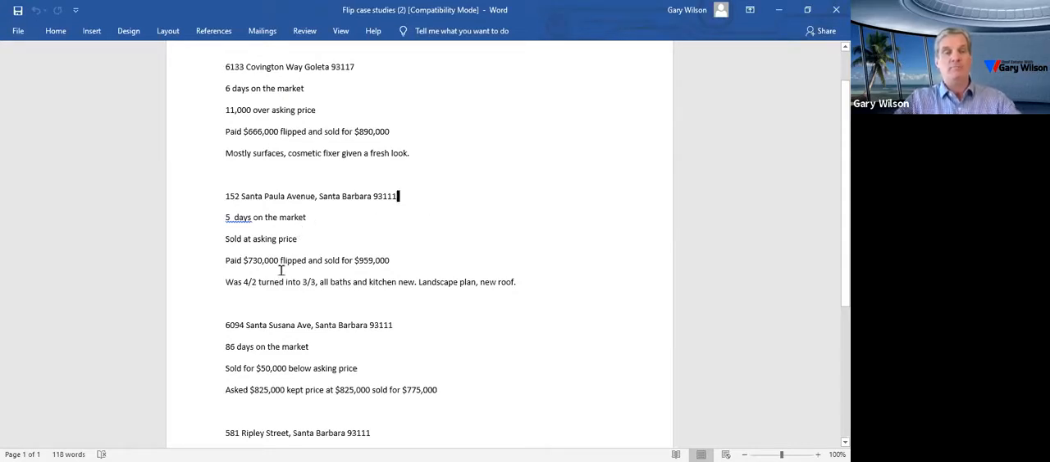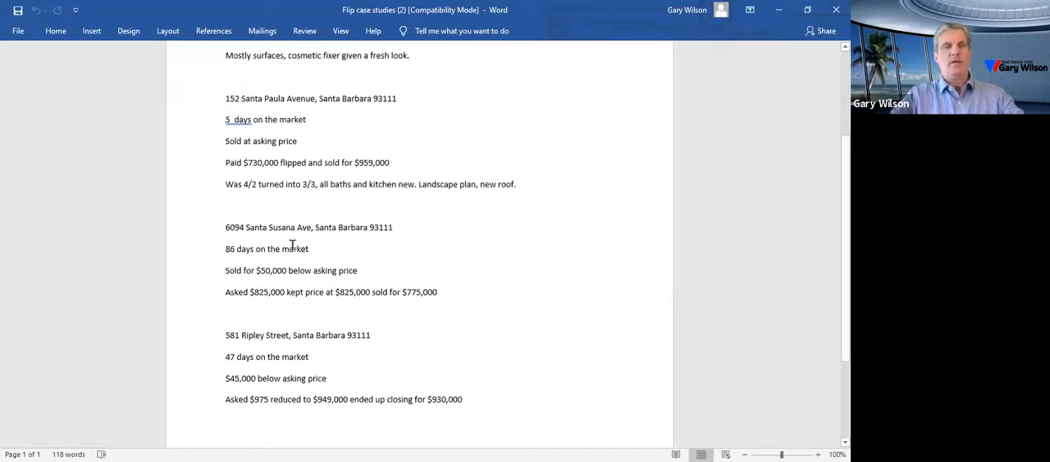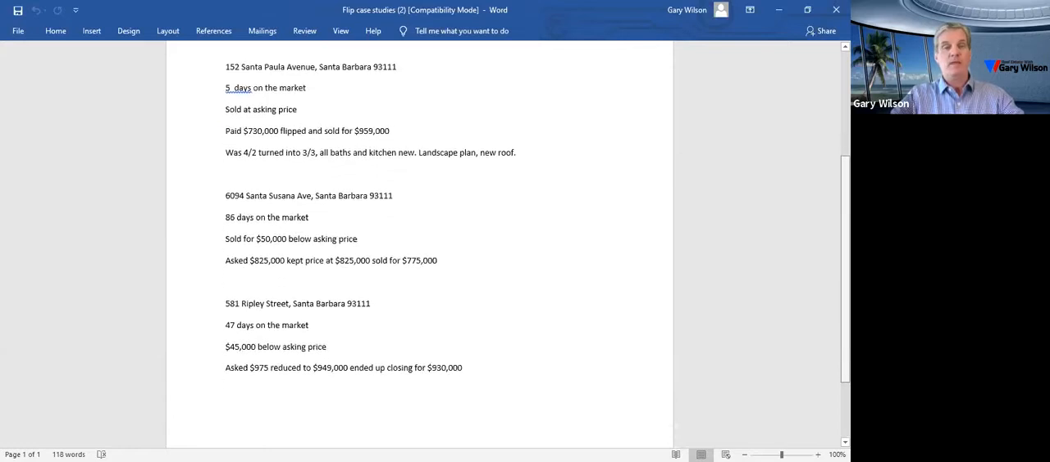Santa Paula Avenue on the market 5 days. See what I mean? Newly remodeled houses, guys, always sell more. Investor paid $730, sold it for $959. Here's an example of one to go in the other direction. So this person didn't remodel. They had an older home, owned the house for almost 90 days, sold for $50,000 less than what they wanted. You see what I'm talking about? You can show this to your potential sellers, okay?